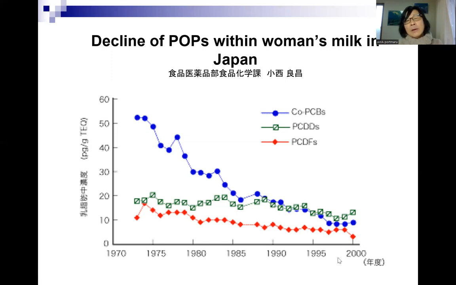So now it is below the threshold of WHO. That's why we do not need to report about the POPs within the milk of mothers. But in the 1970s, it was too high. This is the amount of dioxin. Coplanar PCBs is dioxin.